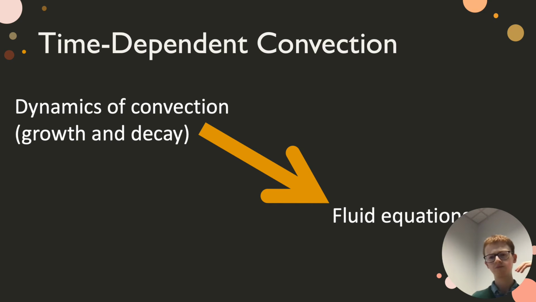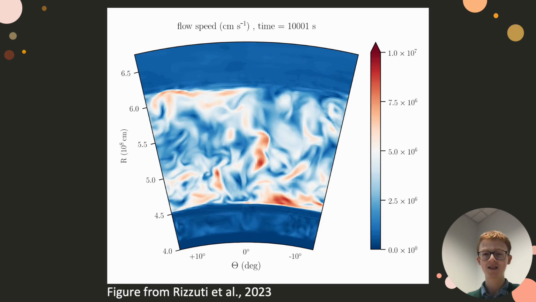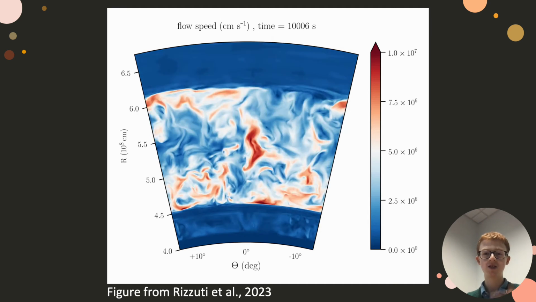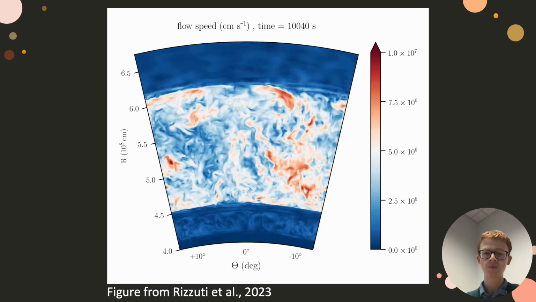So this is, as you might say, an extra level. What we look at is the dynamics of convection, so growth and decay of this convection. So the start and the end, it varies a little bit. And we get these from the fluid equations. Now, fluid equations, obviously, are three-dimensional problems, not one-dimensional. You can see that in this figure from Rizzuti et al. 2023. And this is just a slice through a three-dimensional model.